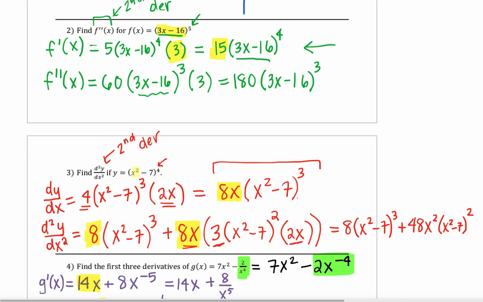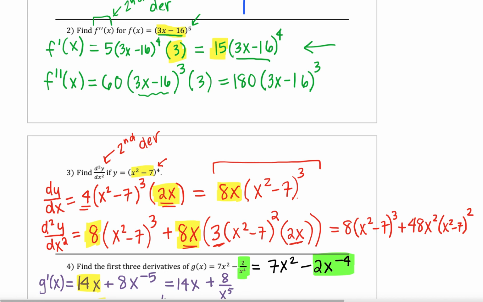But in example 3 here, since I have a quadratic as my inside function of x squared minus 7, when we differentiate that, we're actually getting a linear function of 2x. And in that case, in our first derivative, since we ended up with the 8x times the other function involving x, that then requires a product rule to take our second derivative. Now from the second derivative, if I wanted to find a third derivative, the first one here would just be a chain rule since I just have an 8 in front, but then the second function would require a product rule because of the 48x squared times the x squared minus 7 whole thing squared.